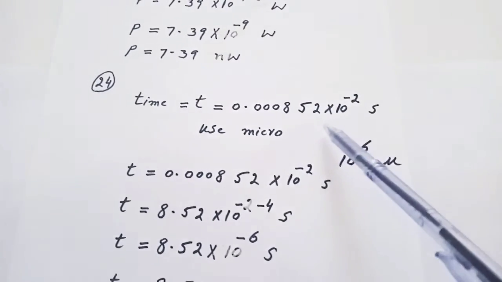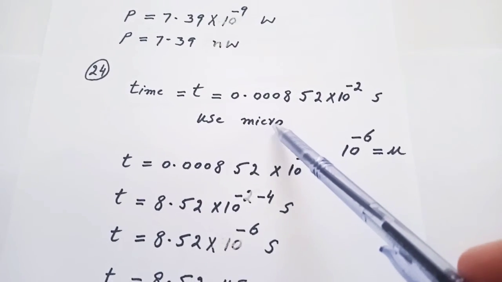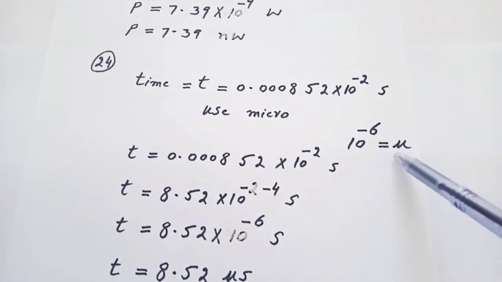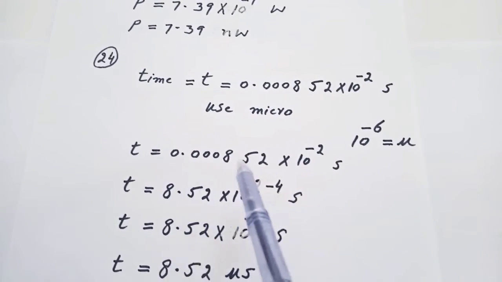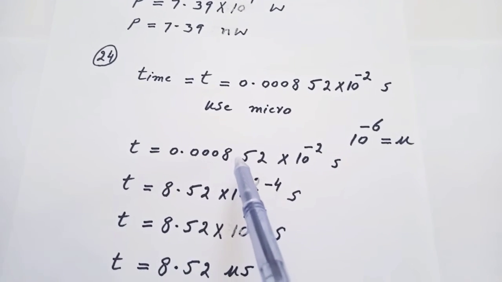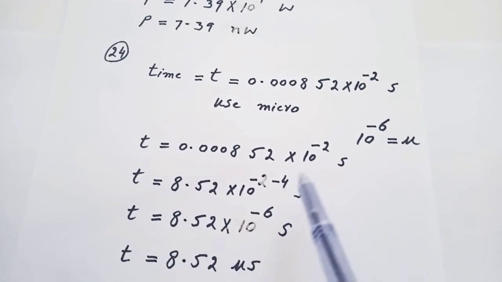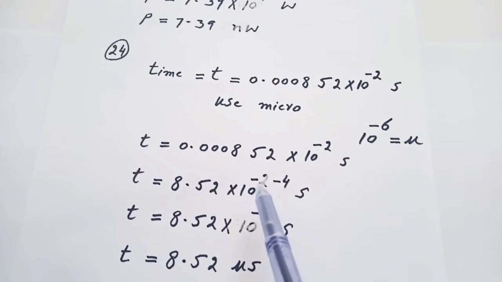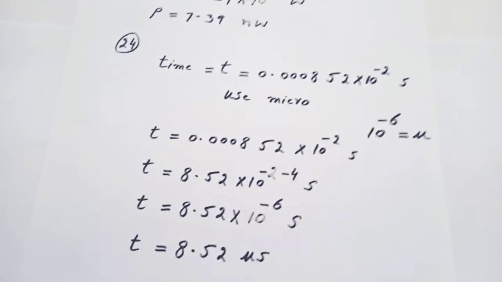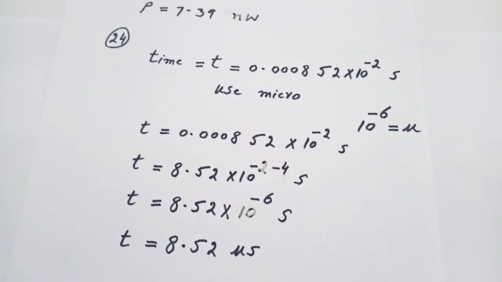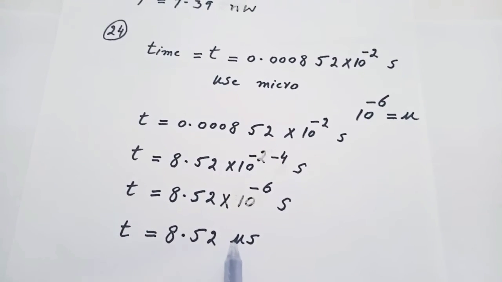Here time is given in second. Use micro as the prefix. So 10 power minus 6 is micro. When we shift this point through the 4 digits, the power will decrease by 4. So the power is 10 power minus 2 minus 4, 10 power minus 6. And 10 power minus 6 is micro. So micro is the prefix used here.